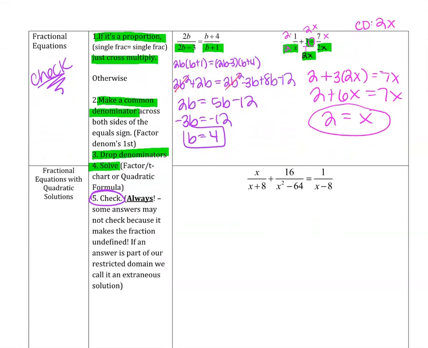Okay, gradually getting more complicated. Now I have some binomial denominators. First thing I'm noticing is this is the same thing as x plus 8, x minus 8. And that makes it easy for me to figure out that the common denominator between all three of these fractions would be one of each of those factors, x plus 8 and x minus 8. So this is my common denominator.